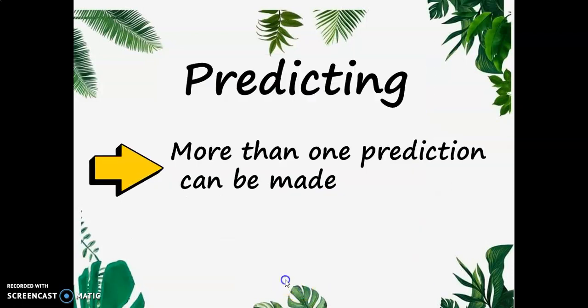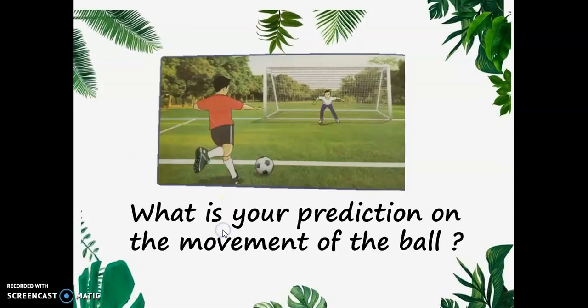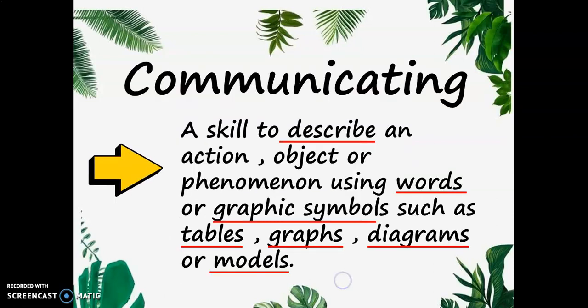Data or pattern. Okay. For predicting, more than one prediction can be made. So, we can predict more than one. For example, what is your prediction on the movement of the ball? You may answer this direction, or this direction, or this direction. So, it is more than one prediction. And all of them may be true or may be false. Alright.